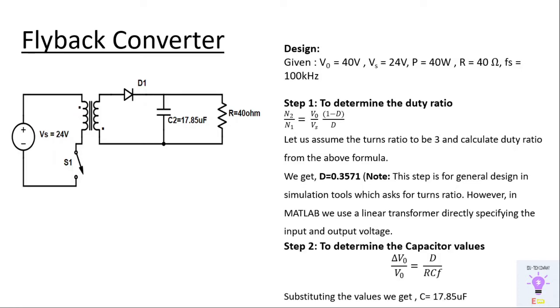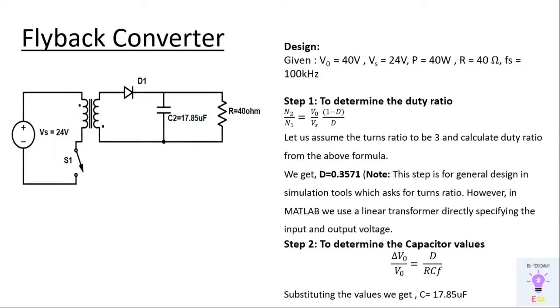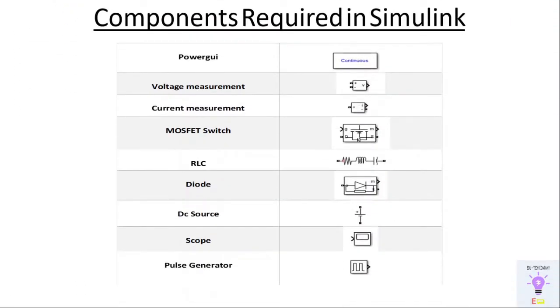Next step is to determine the capacitance value. The capacitance is given by this formula, by substituting all the values of R, C, and F. We'll be finding out the value of C from this formula. So we'll be getting 17.85 microfarad. Once this is done, these are the components that are essentially required to simulate in MATLAB. One of the components that is missing here is the linear transformer. I'll be showing it in the simulation part.